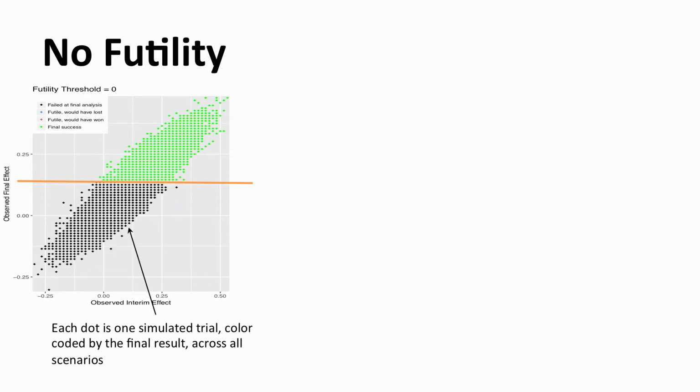On the graph, each one of these dots represents one simulated trial. On the x-axis, I'm showing you what the treatment effect is at the interim, so it's the difference between the responder rate on treatment versus control. And the y-axis is that difference at the final analysis. And the dots are color-coded according to whether or not they meet our success rule at the end of the trial. So the green dots are trials that had a p-value less than 2.5%. Those are trials that win. And the black dots are trials that do not win.